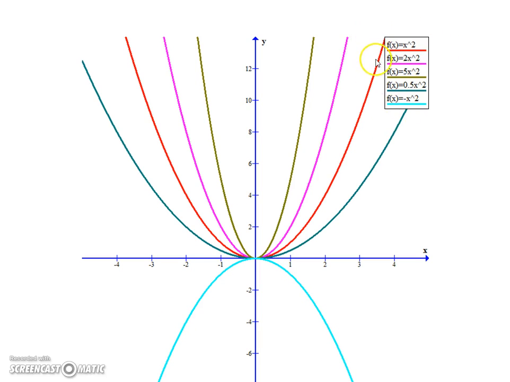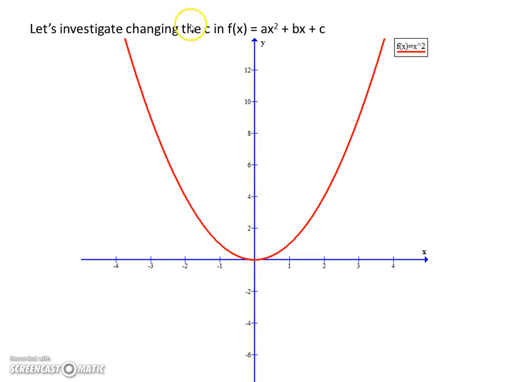So positive values of a look like a smiling face. Negative values of a look like a frowning face. And the higher the number of a, the narrower it will be, the more stretched out vertically it will be. Let's see what happens when we change c.